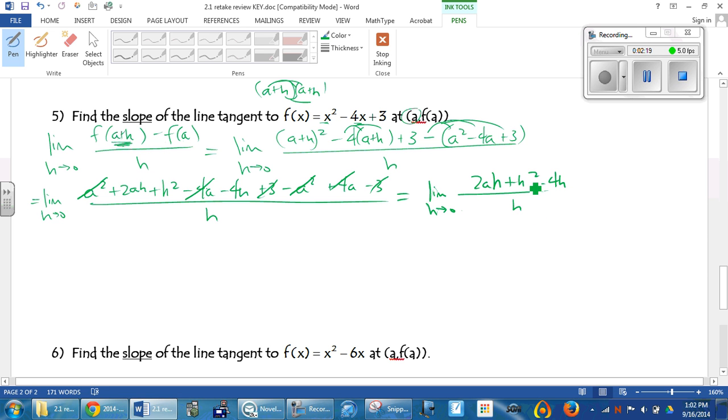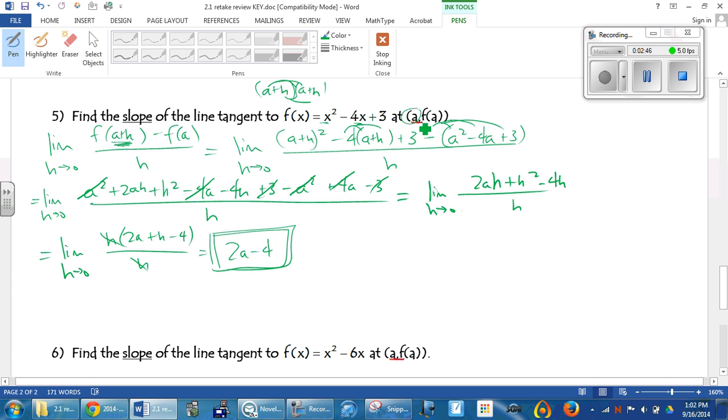Well, on that top, we can go ahead and factor an h out. Take an h out of each term, we end up with 2a plus h minus 4 all over h, and the h's cancel out now. So we're left with the limit as h approaches 0 of this whole expression. Well, if we put 0 in for h, all we're left with is 2a minus 4. That's going to be our slope of the tangent line.